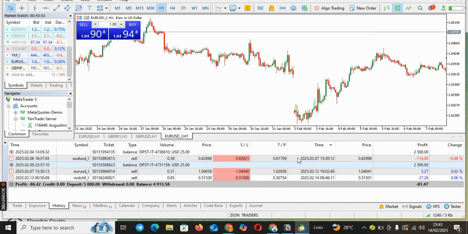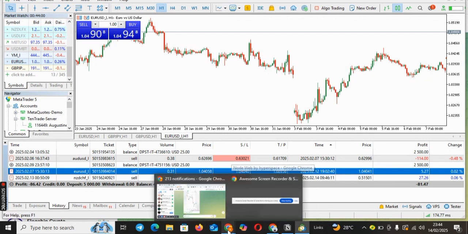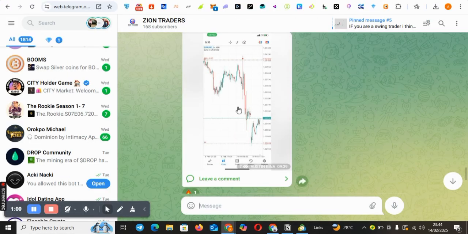So for the week, last week's EU trade was still running, and then that trade took me out on break even. And actually, that trade was not supposed to be a break even trade, as you can see right here.